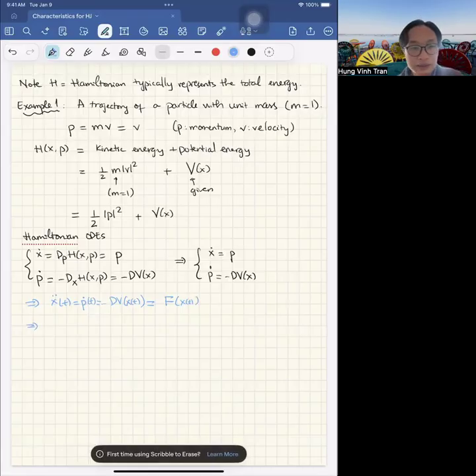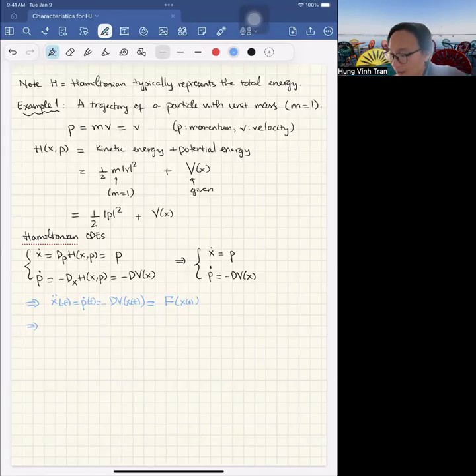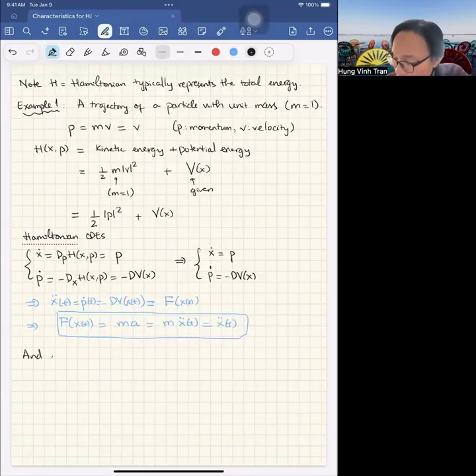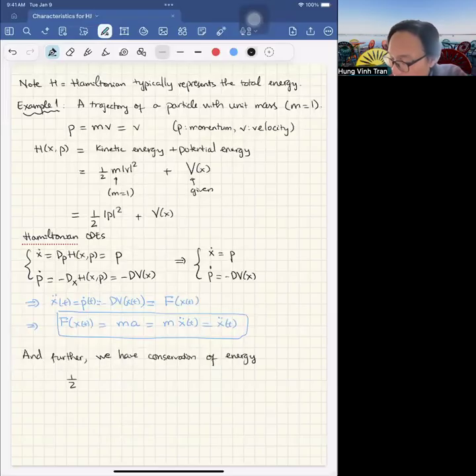And further, as we noted, we have conservation of energy: one half p squared plus V of x(t) equals a constant. So let me say this is a constant. This is the so-called energy level.